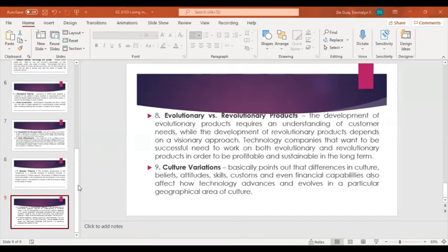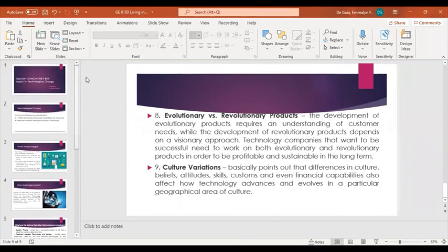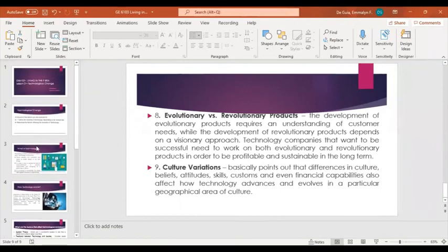Okay, so those are the factors affecting technological change. So that's about lesson 3.